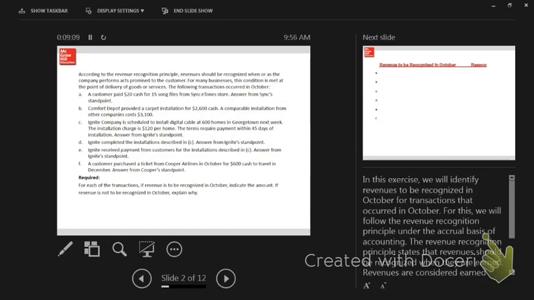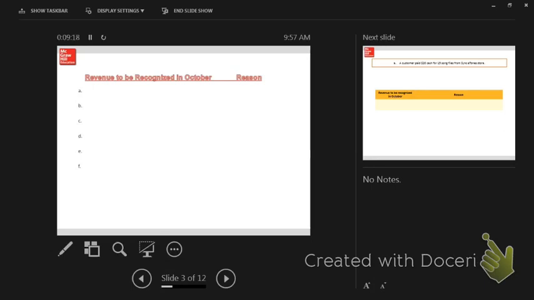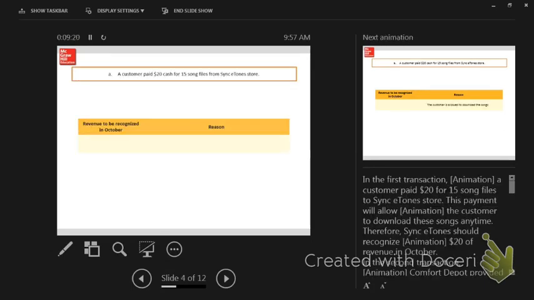All right, let's take a look. So we're looking at this from the standpoint of Sync. The first one said that a customer paid $20 for 15 songs. So what are we going to do for the journal entry on this one? Liza? We received cash. And we earn revenue. But how will we know that they download the songs or not? We don't. If they paid the cash for the songs, it is revenue.